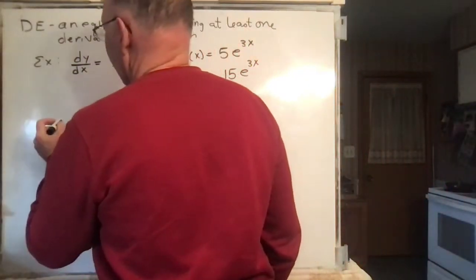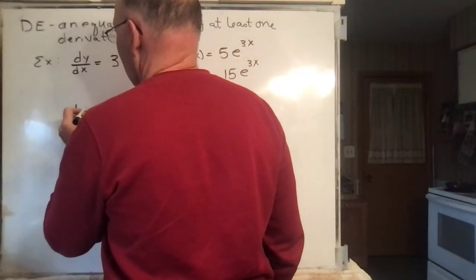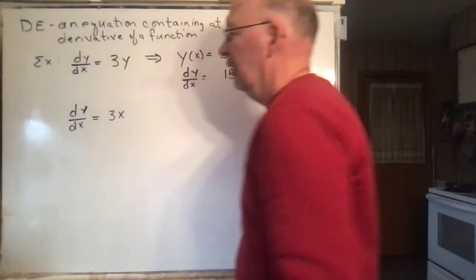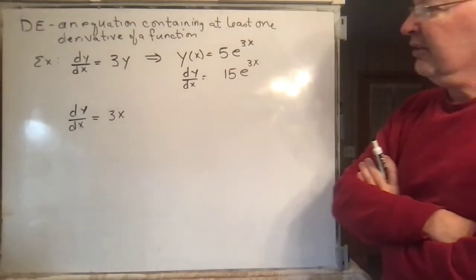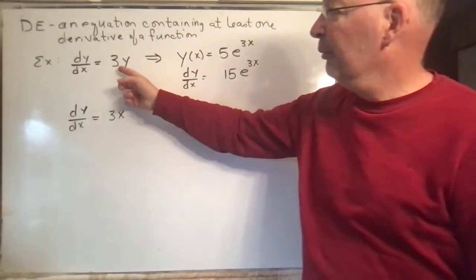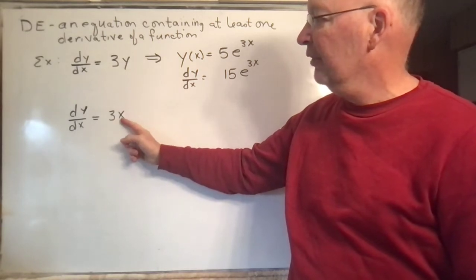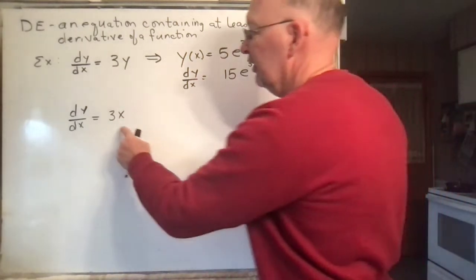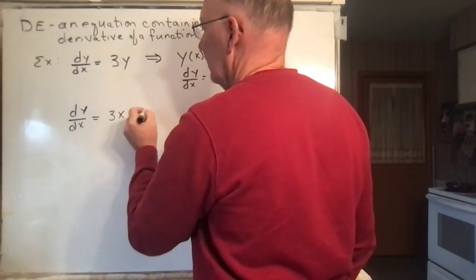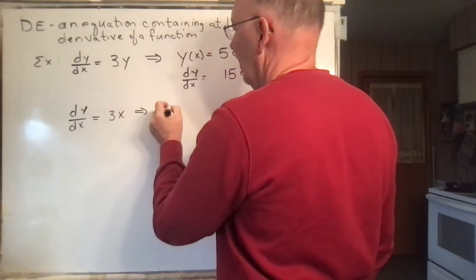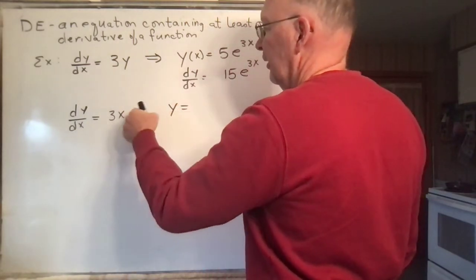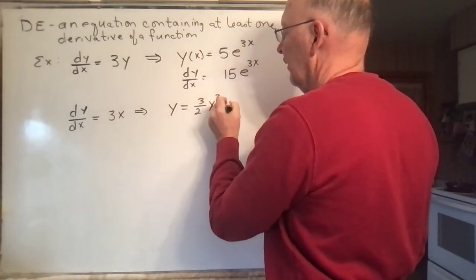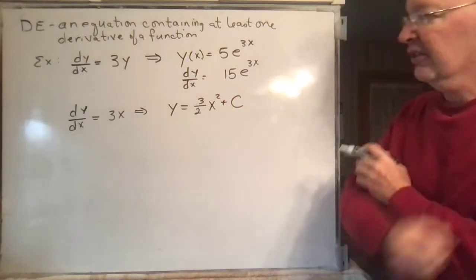Let's try another one. How about dy dx is equal to 3x? Notice that's very different. It looks similar, but it's totally different. This is 3 times the function. This is 3 times the variable. So this is one you already know how to do, okay? All you need is the antiderivative of that. So if the derivative of y is this, that means that y is equal to what? You add 1 to the power, divide by it, you're going to get 3 halves x squared, and then plus some sort of constant. Agreed?